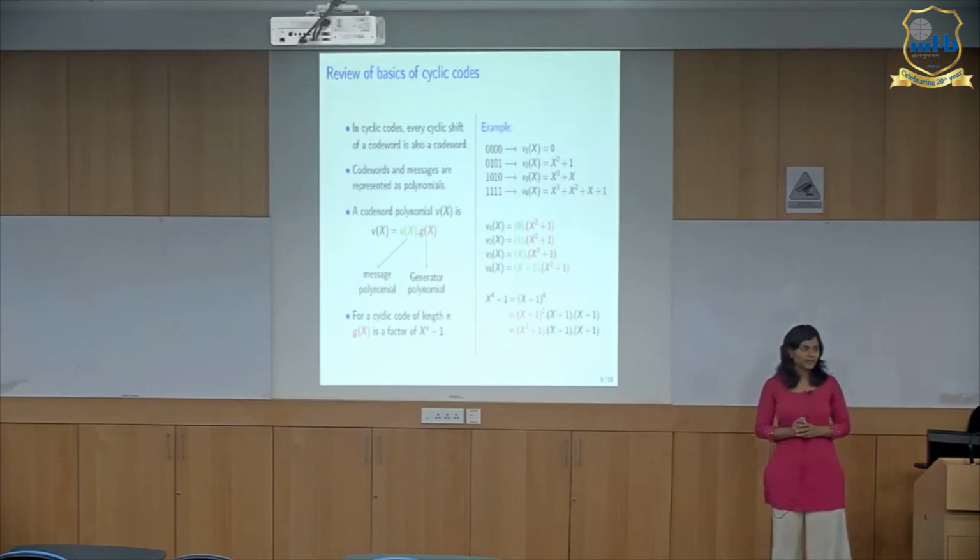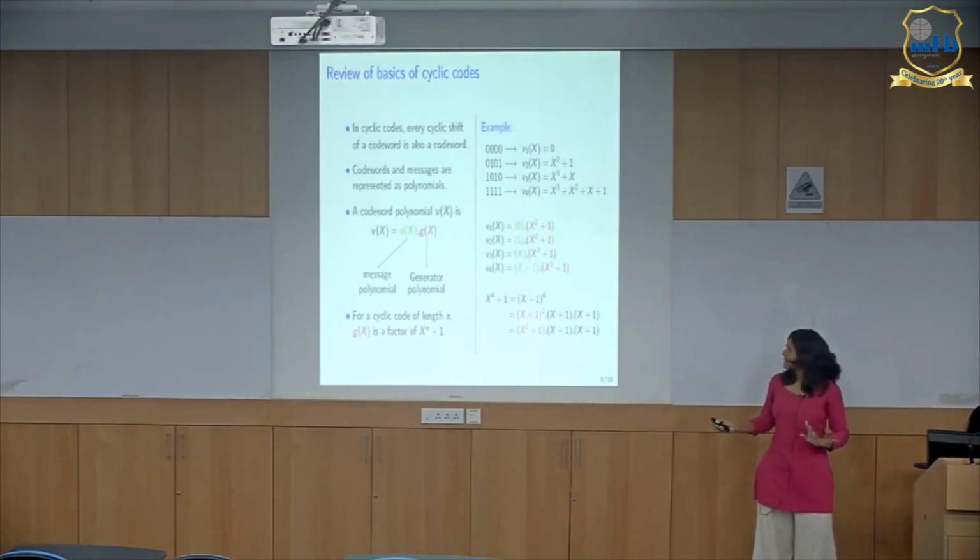Now the only takeaway from this slide that I would like to highlight is that for cyclic codes, this generator polynomial is common for all code words, and this g of x is a factor of x to the power n plus 1.